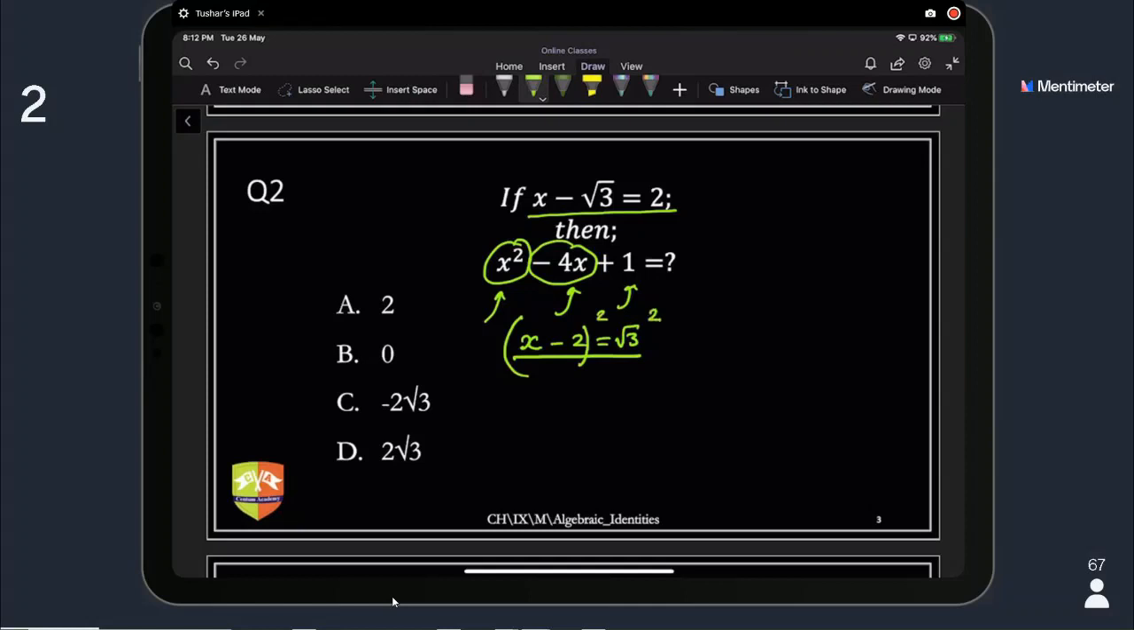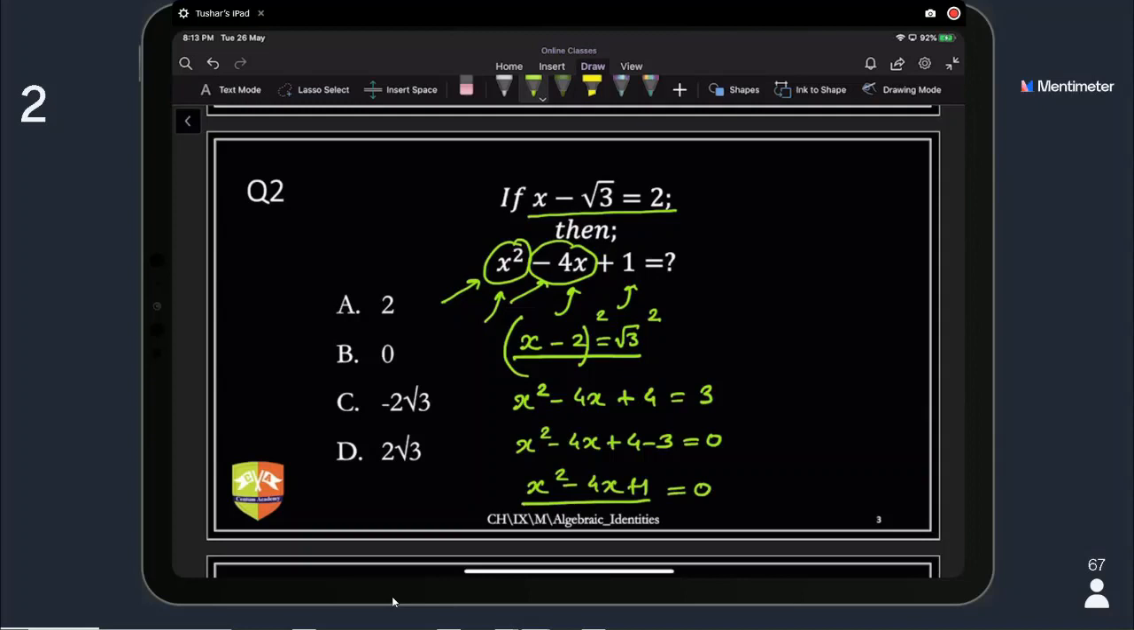Why do I square it? Because I get the feel that there is an x square and then there is a minus 4x as well. So this is x square minus 4x plus 4 is equal to 3, and hence x square minus 4x plus 4 minus 3 is 0. So this is x square minus 4x plus 1 is 0. How many steps? You could have done this in your mind. So what is the learning?